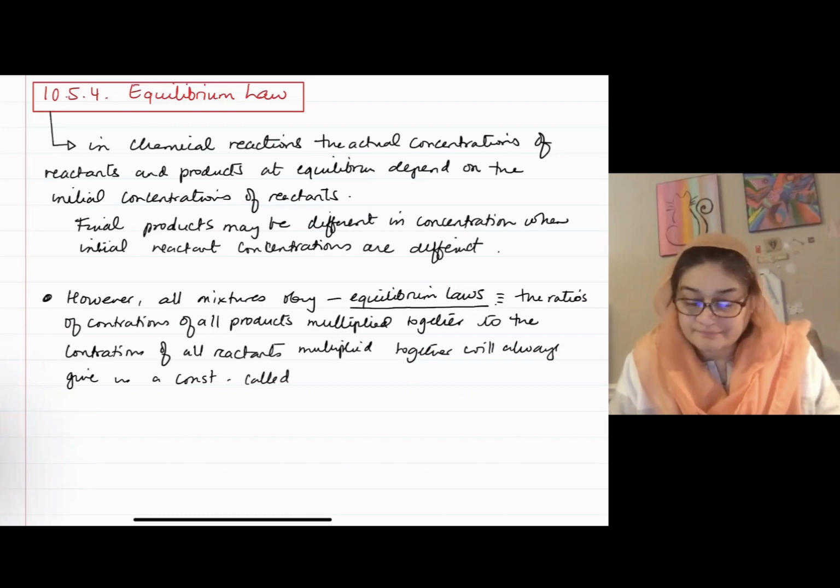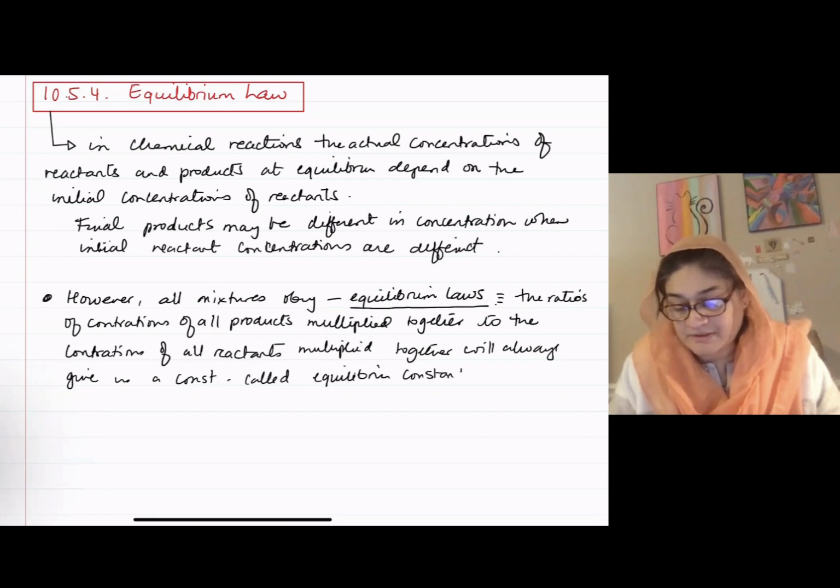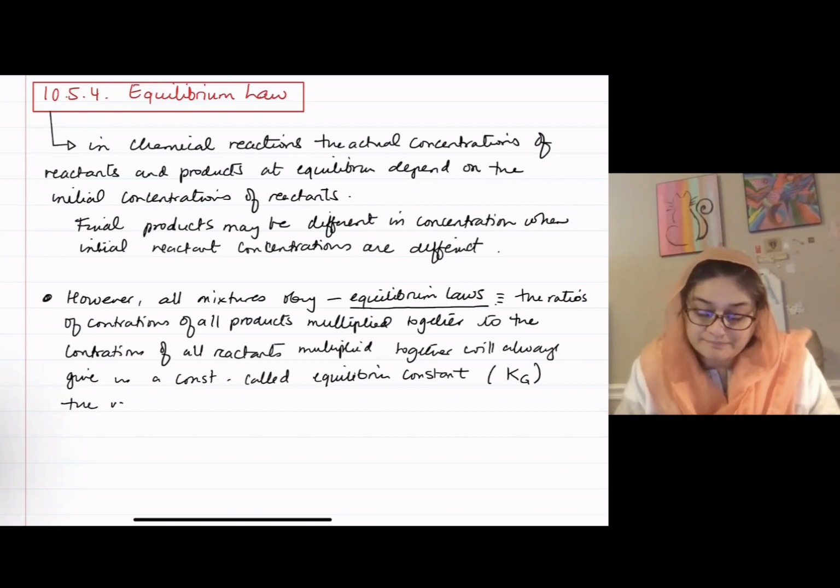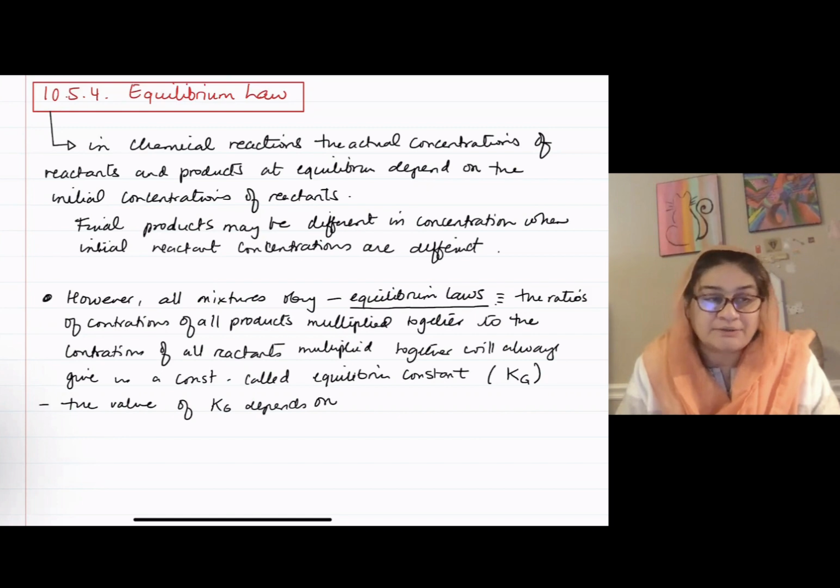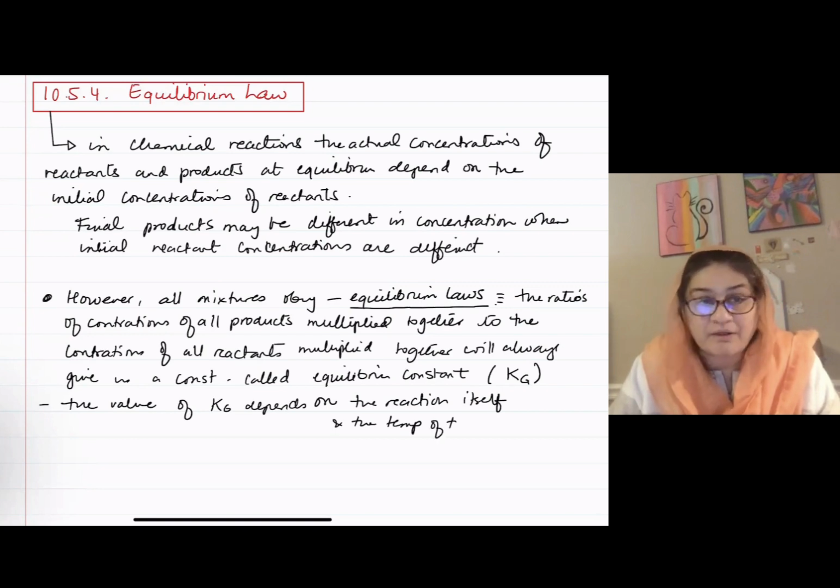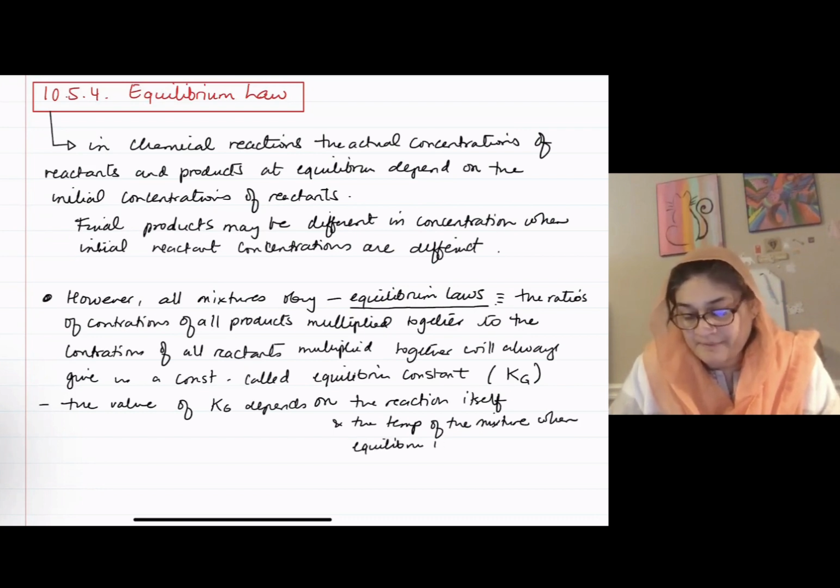called equilibrium constant. And we call it Kc. The value of Kc depends on the reaction itself and the temperature of the mixture when equilibrium is reached.